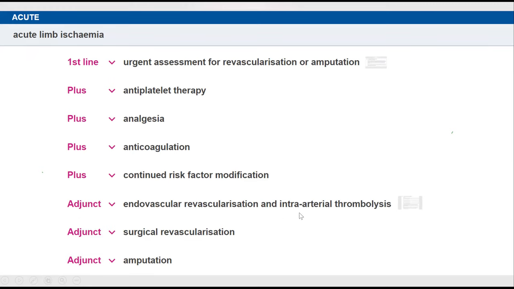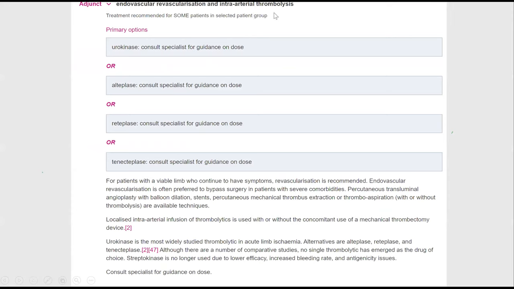endovascular revascularization and intra-arterial thrombolysis. Urokinase is a primary choice, and I know in some Q-banks, alteplase is the first, but here in the best practice, it is urokinase or catheter-directed thrombolysis using urokinase. So if you have a viable limb and you have continuous symptoms, revascularization is recommended. We will always start by endovascular revascularization, which is a preferred option to bypass surgery, of course.